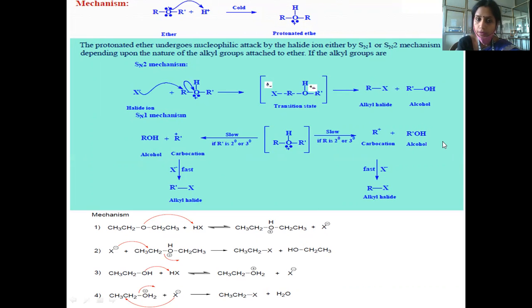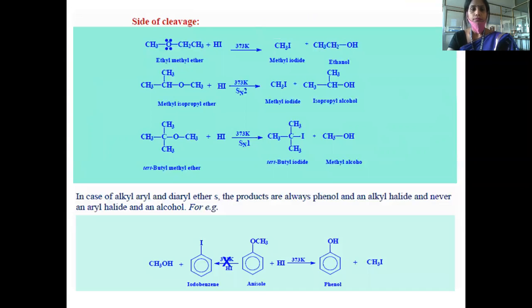If it is SN1 mechanism, we know that it will occur in two steps. In the first step, a carbocation will be formed, which then combines with the halogen to form alkyl halide. The same is given at the bottom also. You can just go through it. The next is side cleavage. Sometimes the ether group has everything intact, and only the alkyl group gets replaced. Like ethyl methyl ether, the methyl group goes with the iodide, forming ethanol.